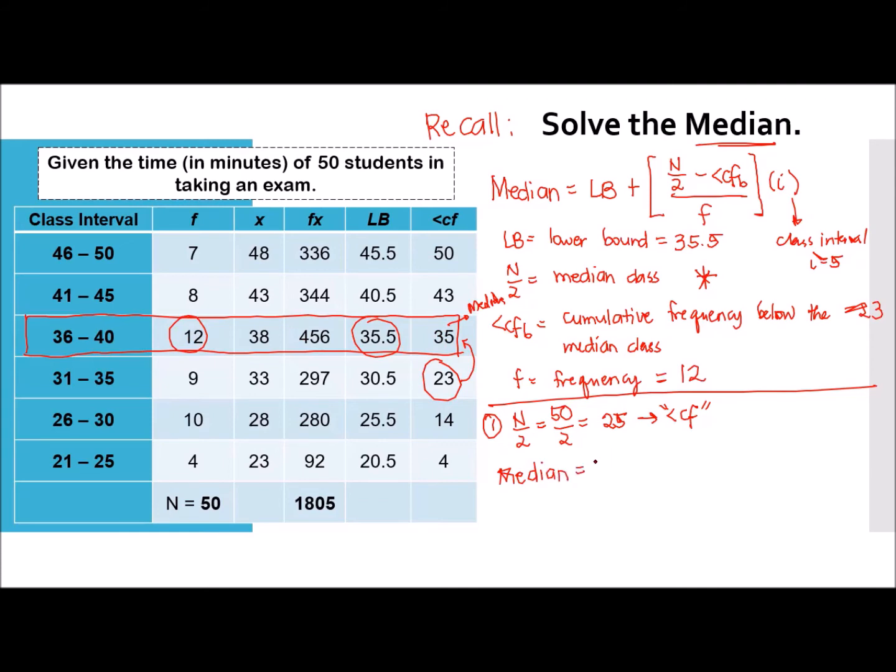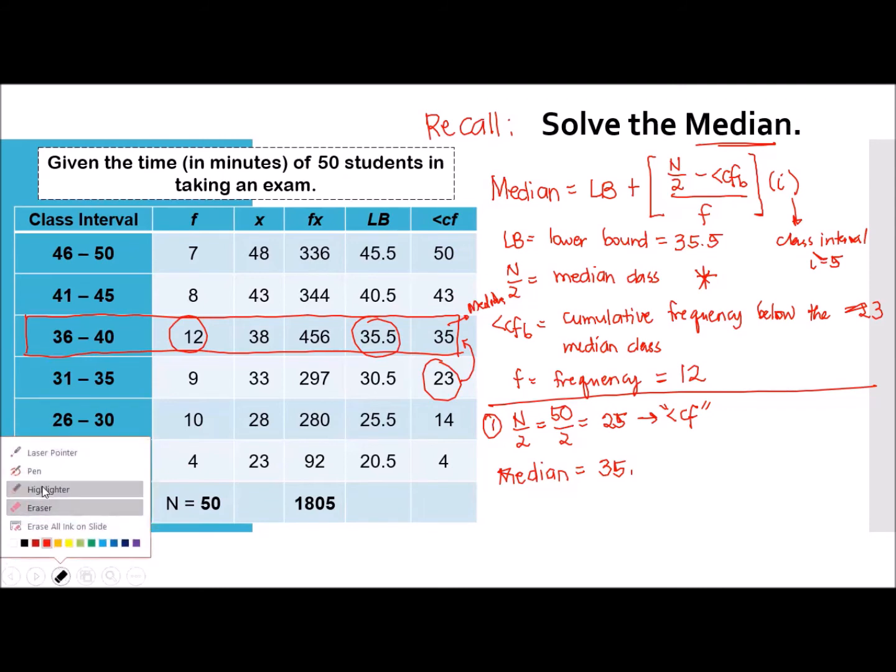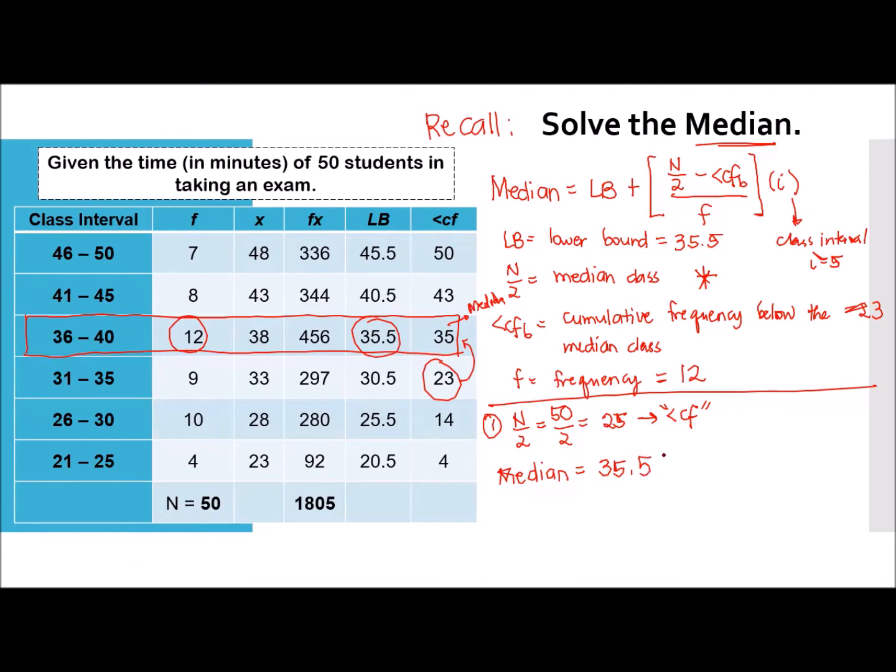So, ang lower bound natin ay 35.5. Okay? Ayusin lang po natin ang sulat. Sorry. So, that one is 35.5. Plus, ang ating median class ay 25 minus, ang cumulative frequency below natin ay 23.